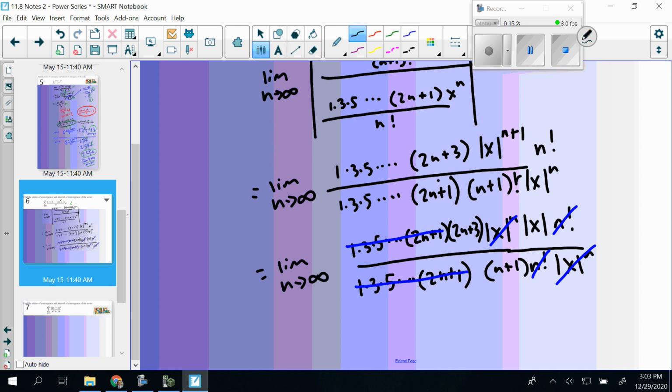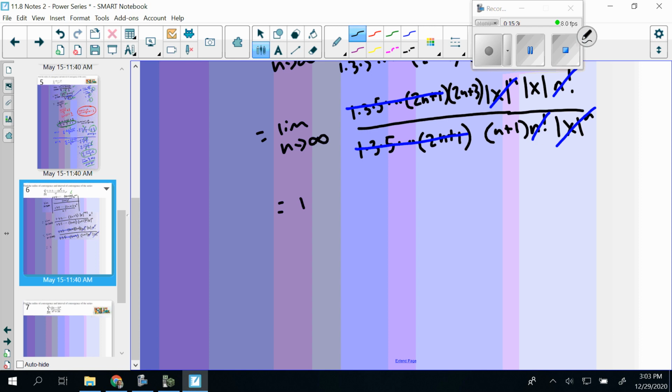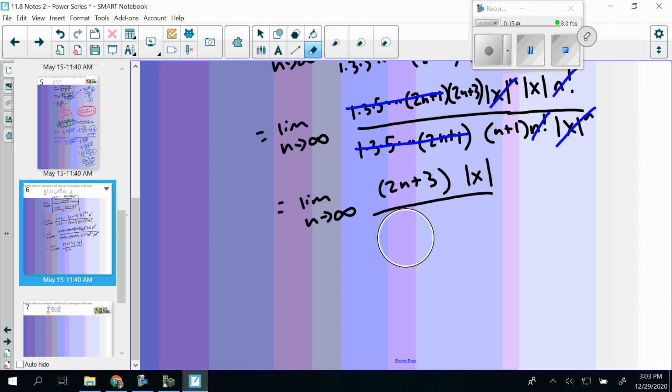So now we're just left with the following stuff. The limit as n goes to infinity of, on top we got the 2n plus 3. We also got that absolute value of x. On bottom we get n plus 1, n plus 1.